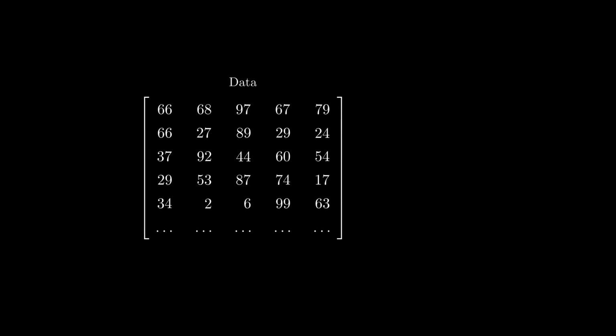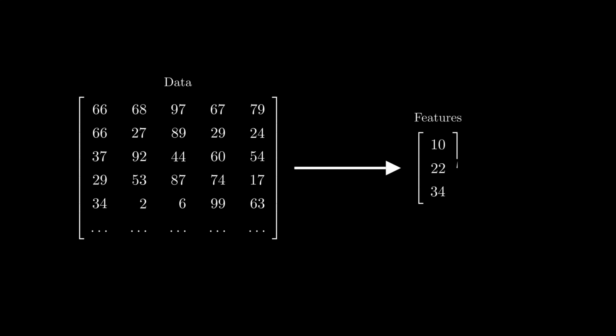So let's start with the basics. What is an autoencoder and how do we train it? An autoencoder is a type of artificial neural network used to learn efficient representations of data. This means that the model tries to describe very large data with as few features as possible.